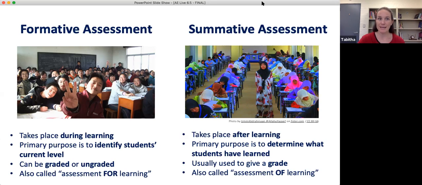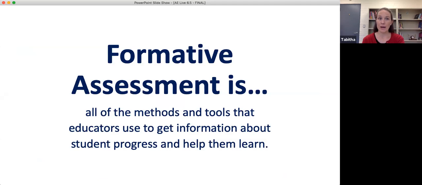So summative assessment definitely plays an important role in the education process, but teachers are missing a big opportunity if they only use assessments for summative purposes and not for formative purposes as well. So before we dig into how to use formative assessment techniques in your classroom, I want to define formative assessment clearly for everybody. Basically, formative assessment is all of the methods and tools that educators use to get information about student progress and help them learn.